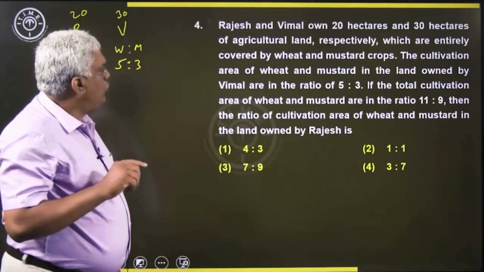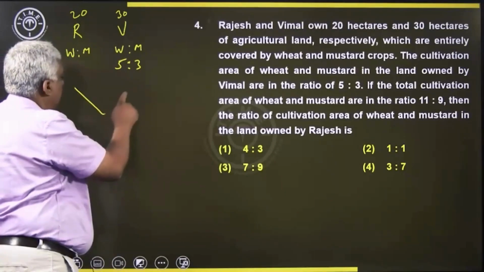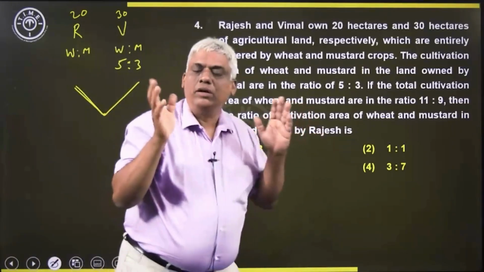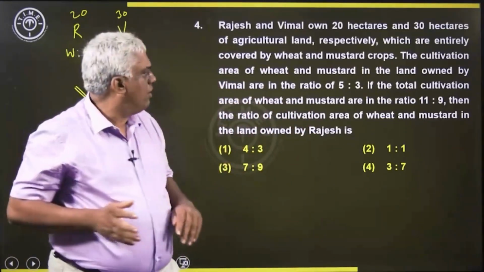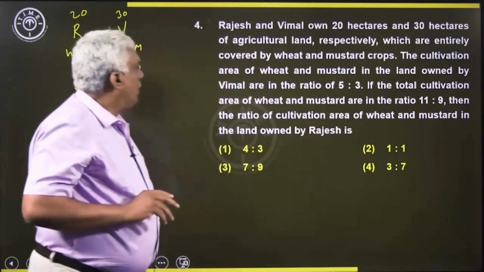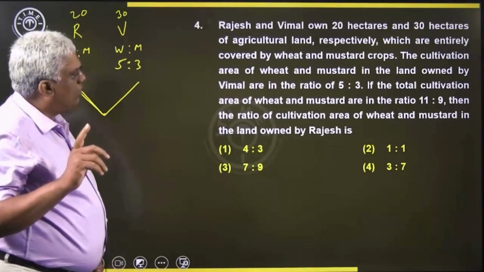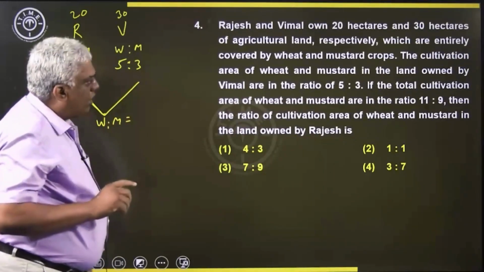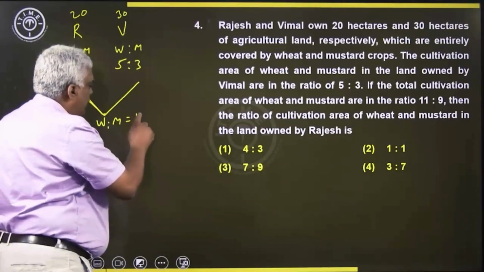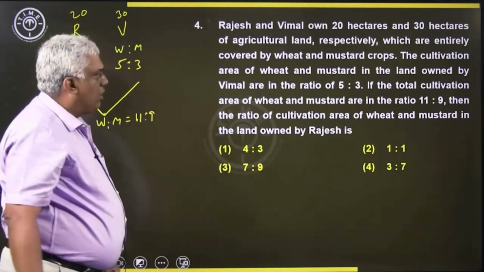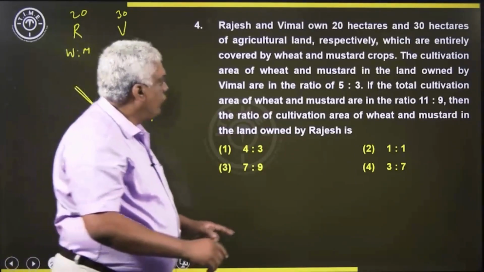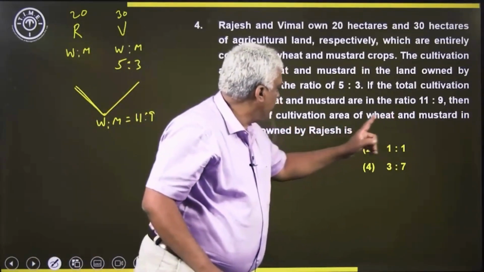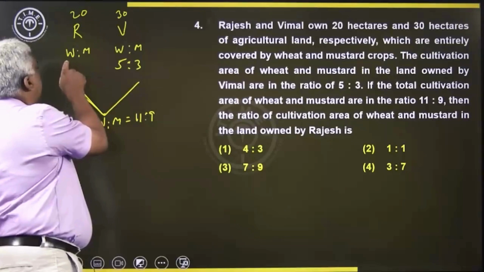And now, the total area for the combined land, Rajesh and Bimal both combined, the total cultivation area of wheat and mustard is in the ratio of 11:9. Then the question is, we have to find the ratio of cultivation area of wheat and mustard in Rajesh's land. So, we have to find this basically.